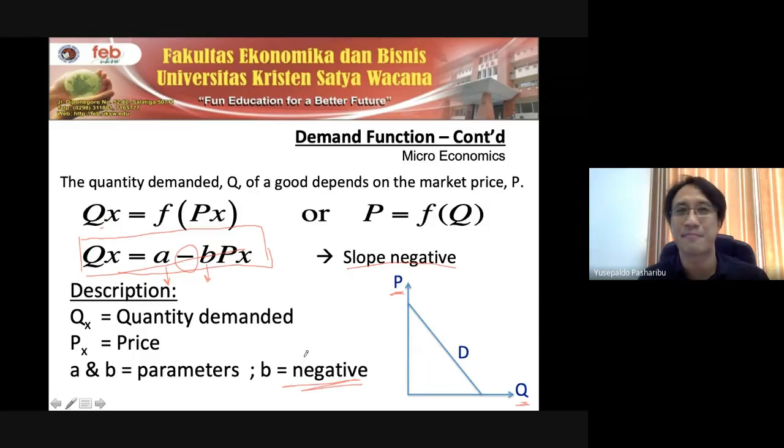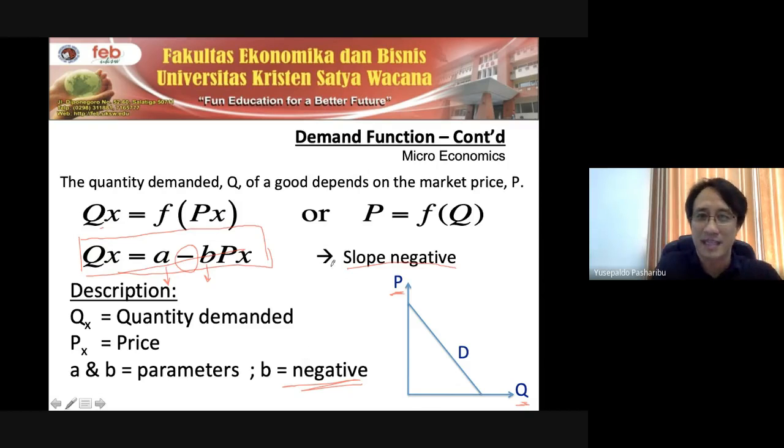Okay. The principle of the demand function, because we are consumers, is negative. If the price is higher, then the quantity will be lower. But if the price is cheaper, then the quantity will be higher. Many people want to buy at a cheap price, or if we see a discount or sale, then so many people will queue to buy that product.